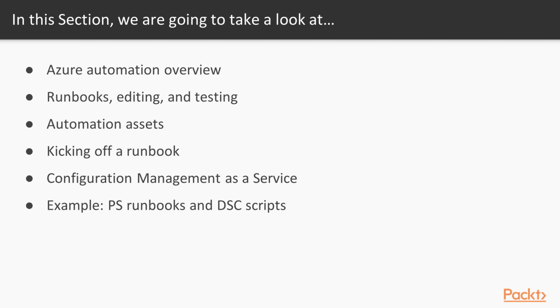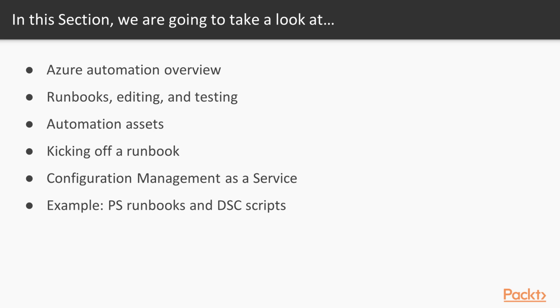can provide, such as runbooks, how you can edit and test those runbooks. Runbooks are a way for you to write your own scripts to do things within your environment. Some of the assets that can be used within those runbooks as well as within configuration management. How to kick off a runbook. There's a number of different ways. The most common way is to set up a schedule, but you can also do webhooks and things of that nature. And then configuration management as a service, which is available through Azure Automation as well.